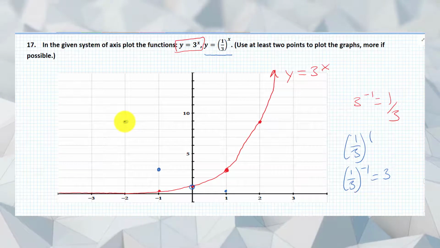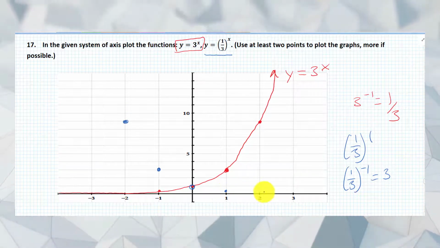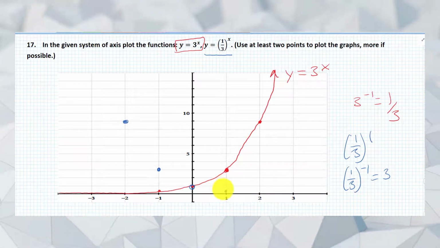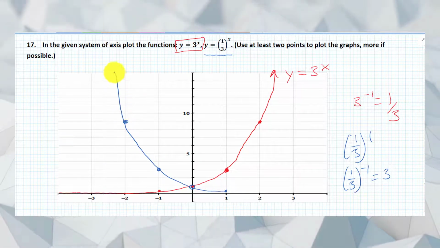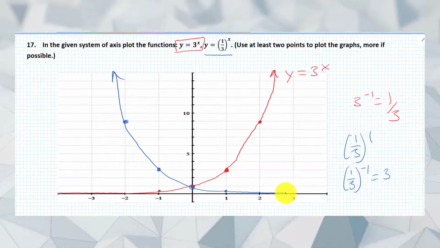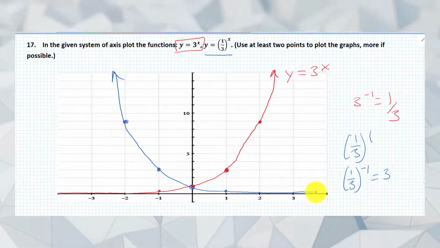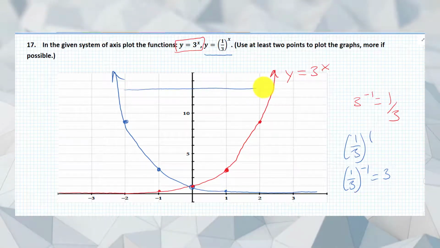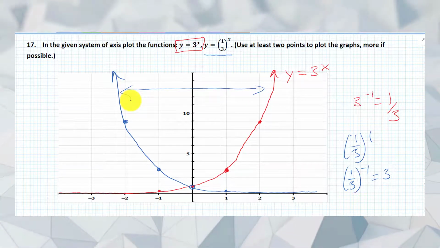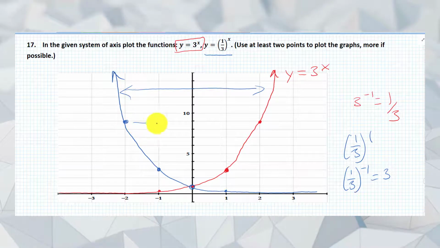Now again, I will have an asymptote on the positive side of the axis. Let me connect my points like so. And then right here, let's get the asymptote like so. Here we go. You can see that these two graphs seem to be symmetrical with respect to the line x equals 0. This is actually true.